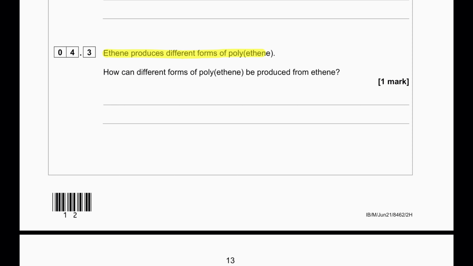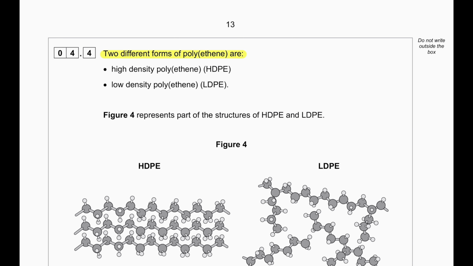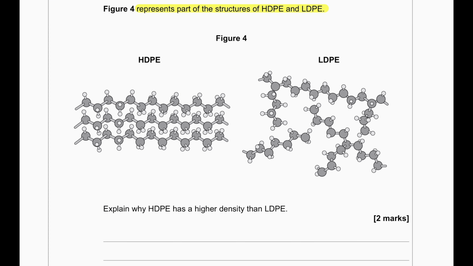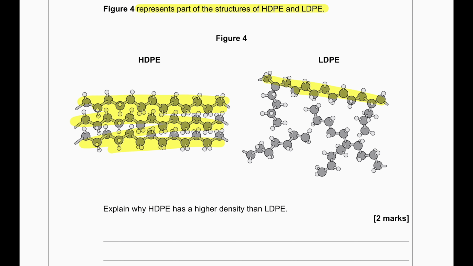Ethene produces different forms of polyethylene. How can different forms of polyethylene be produced from ethene? If we use different reaction conditions, then different forms of polyethylene can be produced. Two different forms of polyethylene are high density polyethylene, HDPE, and low density polyethylene, LDPE. Figure 4 represents part of the structures of HDPE and LDPE. In HDPE, we can see they're regularly arranged, and in LDPE, we can see they're loosely arranged from different corners.